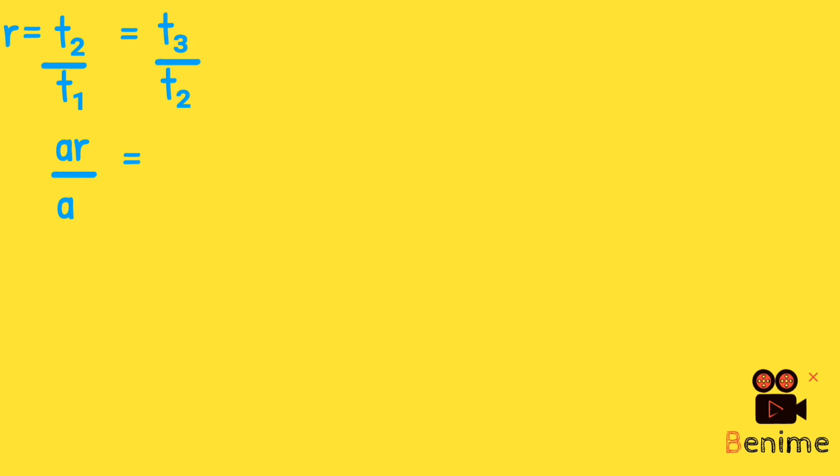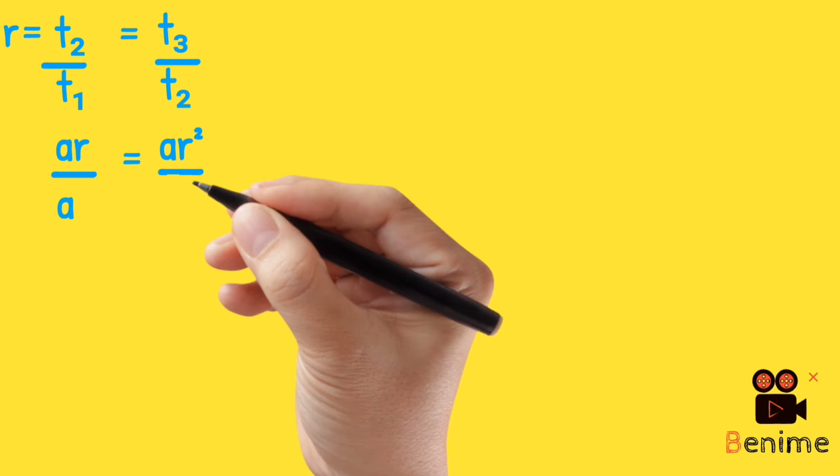Then on the other side, there is T3 over T2. Small letter T3 is AR raised to the power of 2. Then T2 is AR. So T3 over T2 means AR raised to the power of 2 over AR. Now from what we got previously, AR is the same thing as A plus 2D. So I'm substituting A plus 2D for AR. Anywhere I see AR, I will put A plus 2D.